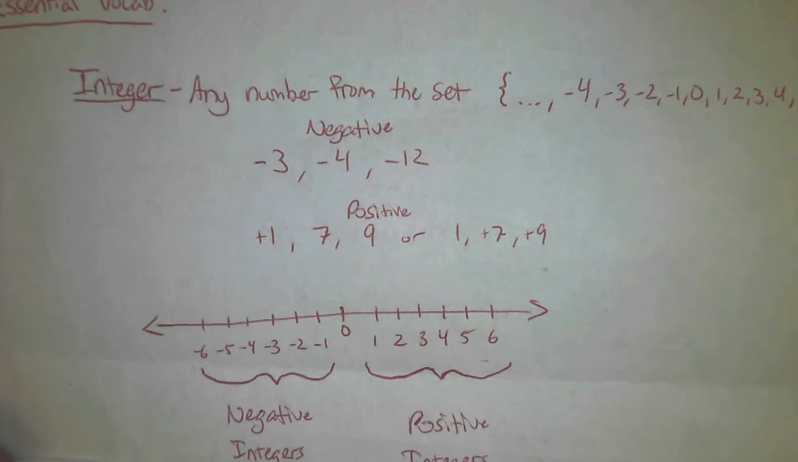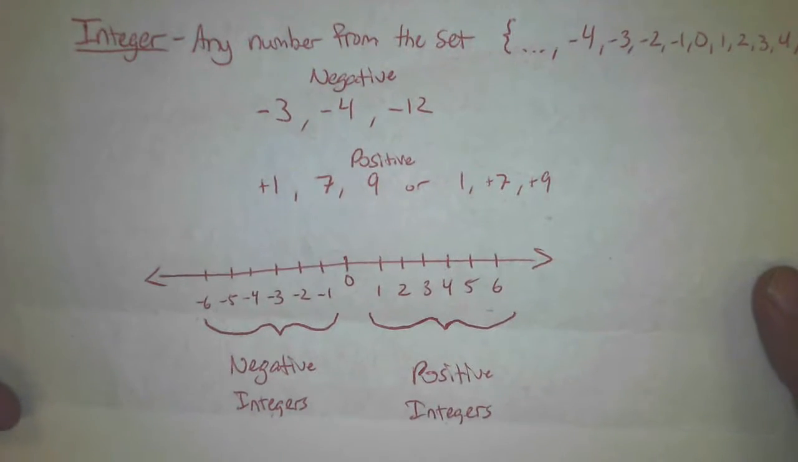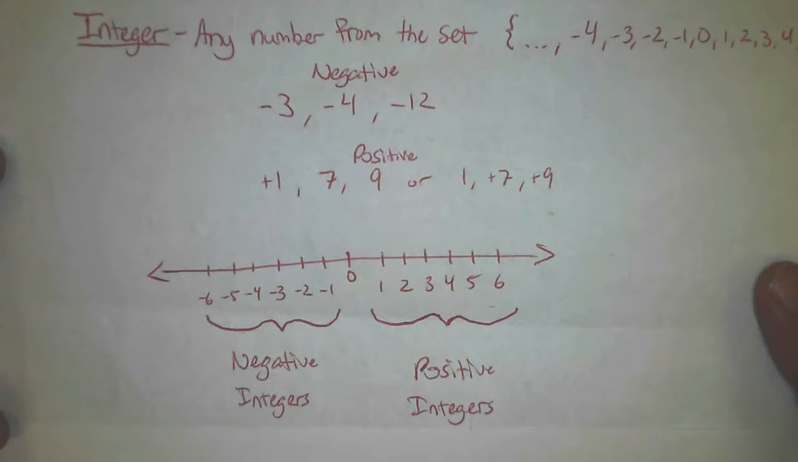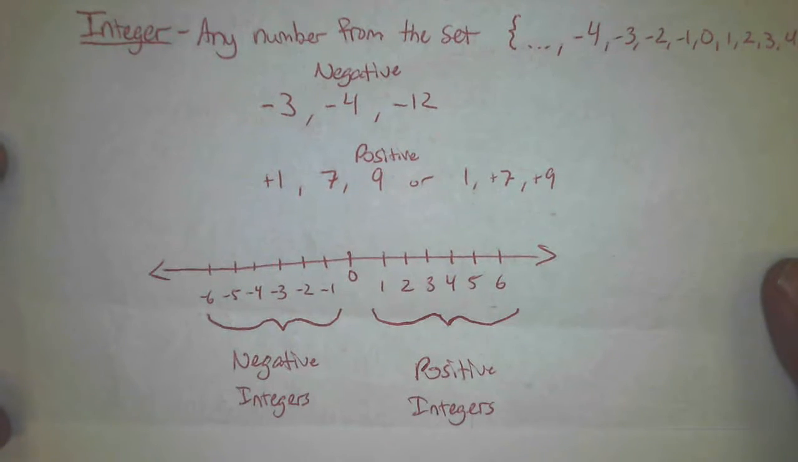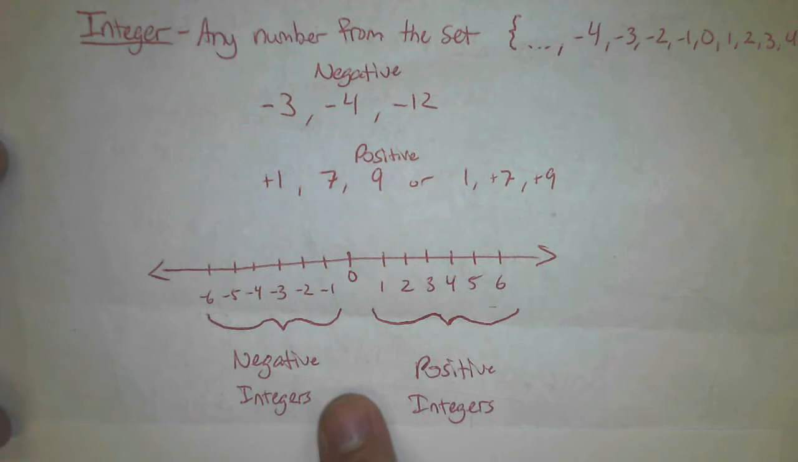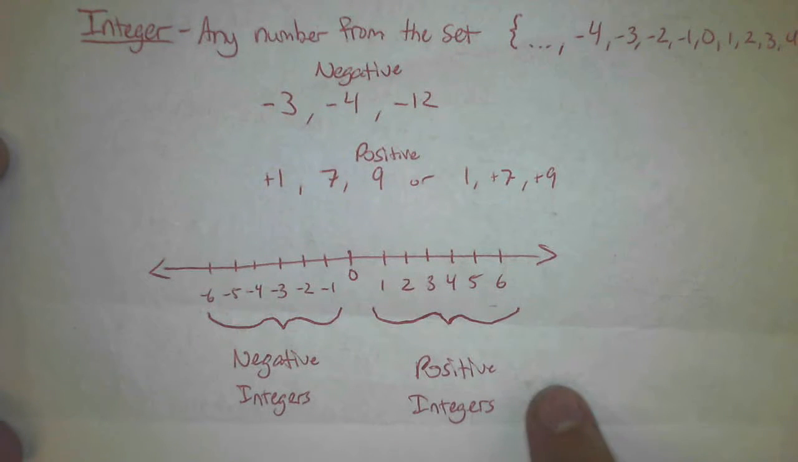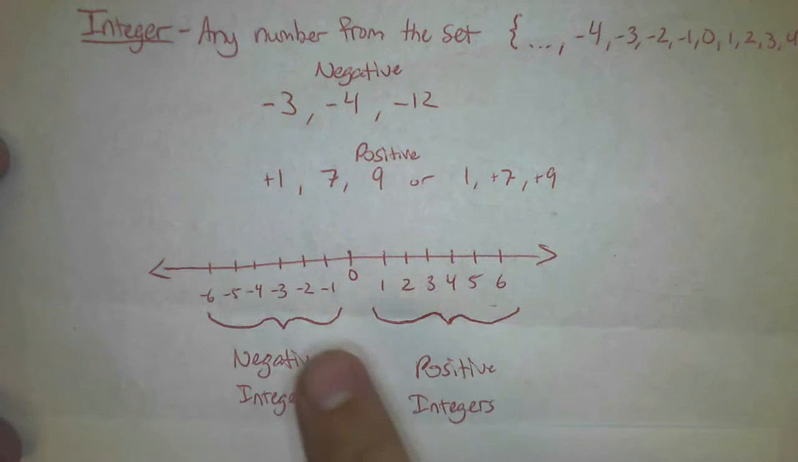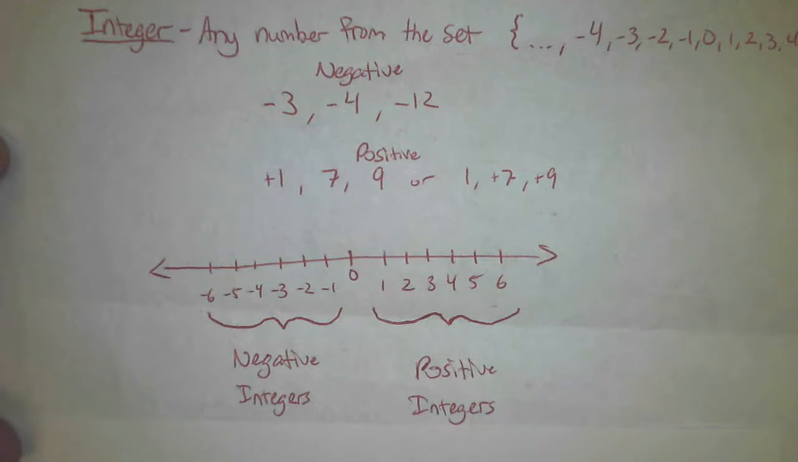So if we were to put these numbers on a number line, anything to the left of 0 are negative integers. Anything to the right of 0 are positive integers, where 0 is just 0. It's neither negative or positive.